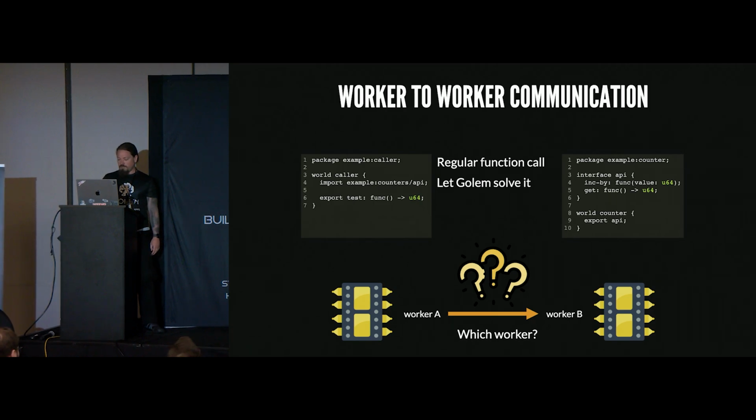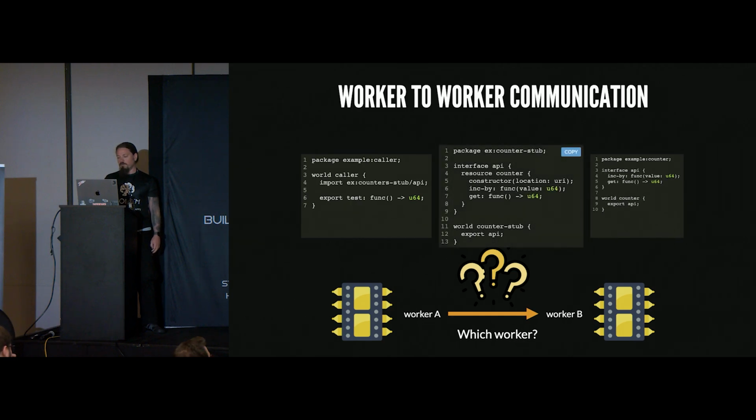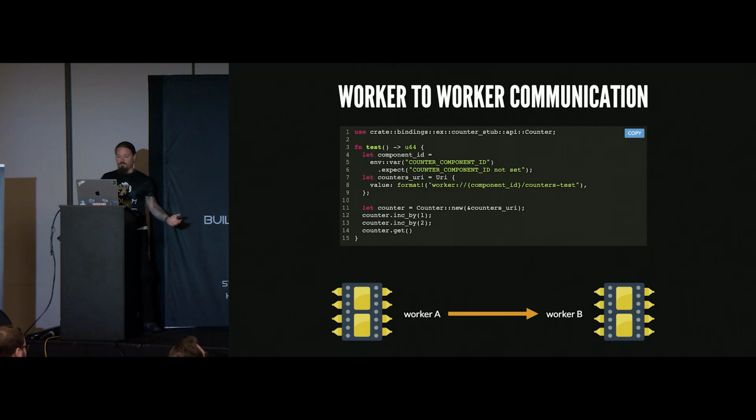But with a small change, we can introduce a third interface, which we will call counter stub. And it's almost the same as the counter, but we wrap the whole thing in a resource. And the resource is something that has a constructor and can have methods on it. So first you have to construct by passing this location parameter to it. And the location will identify which worker you want to talk to. And after you constructed the resource, you can just call the counter's originally exported functions, but it will now have an associated location where you want to do the remote call to. And we change the caller to import this counter stub instead of the original interface. And with that, if we are implementing our caller component in Rust, it will be just a very simple code that creates the counter and calls these functions on it, very nice, statically typed, and so on.